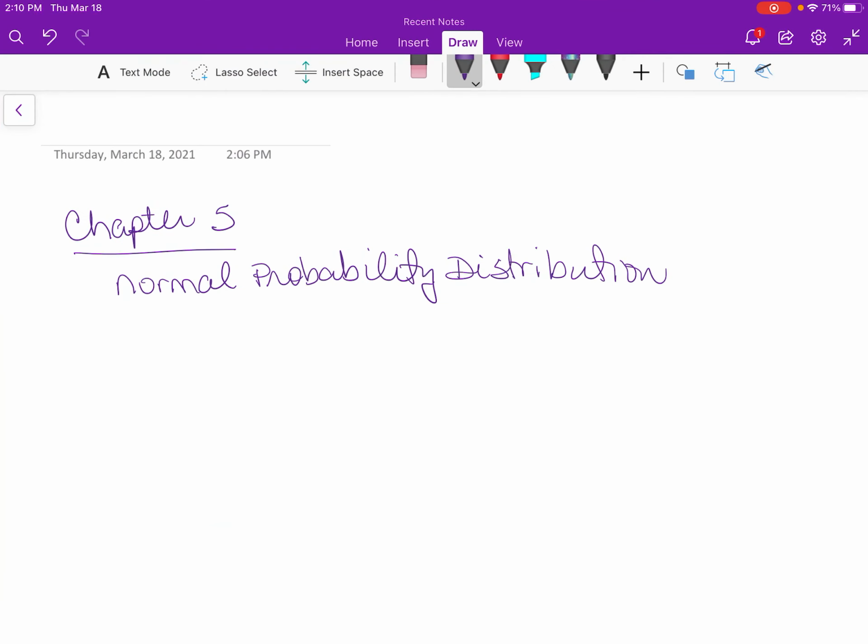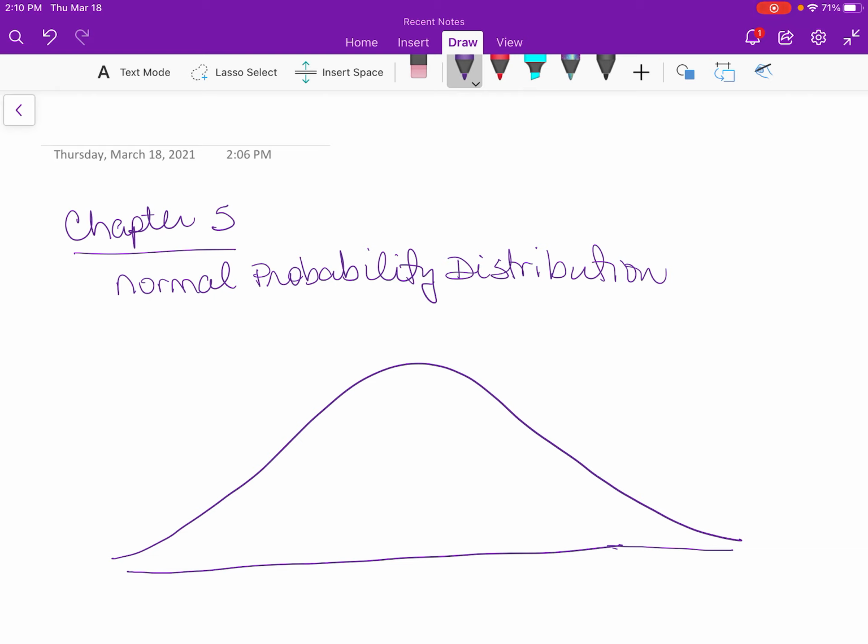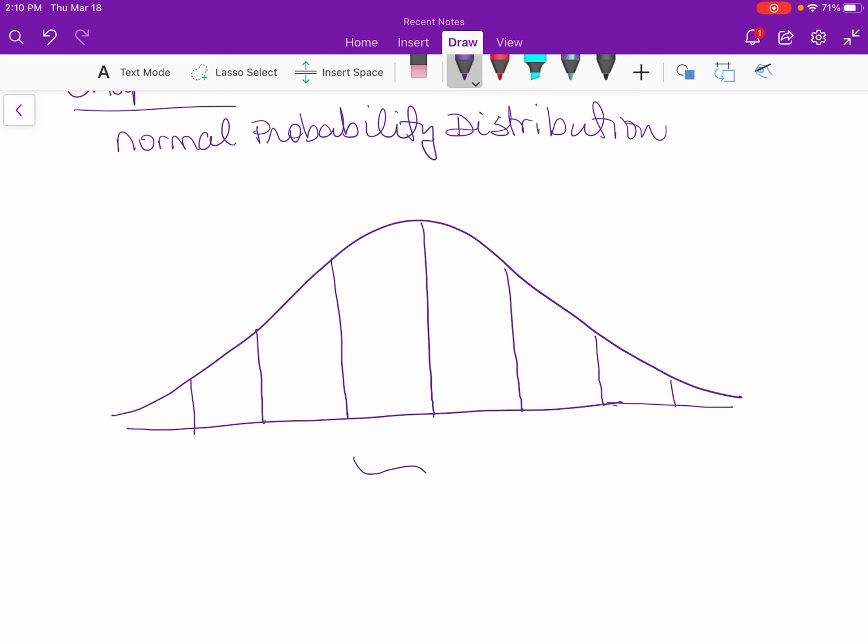Hi everyone, we're going to start with chapter 5 now, which is based on the normal probability distribution. Back in chapter 2, we looked at the normal curve and determined that based on the empirical rule, there would be approximately 68% of the data under a normal curve that would fall within one standard deviation of the mean.